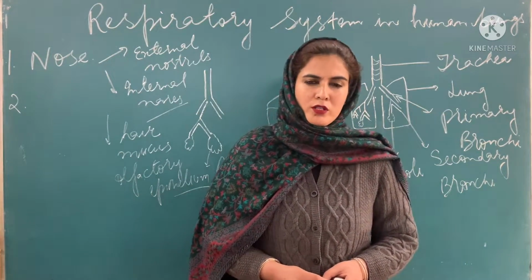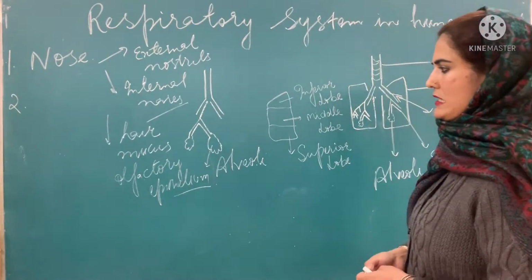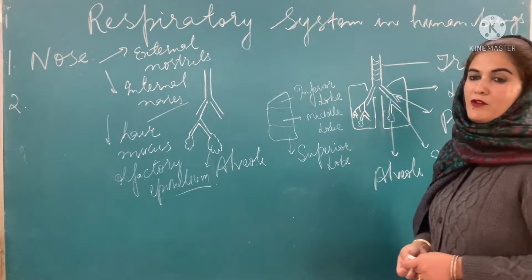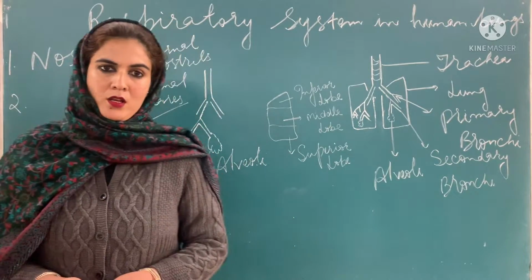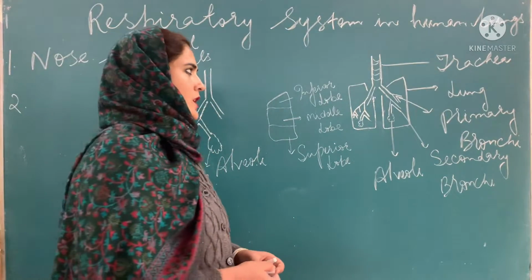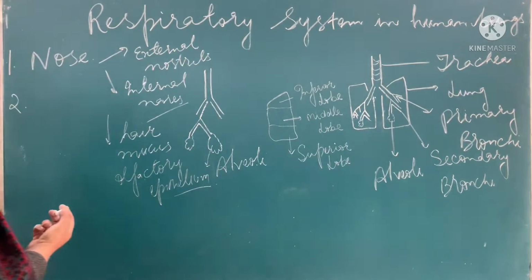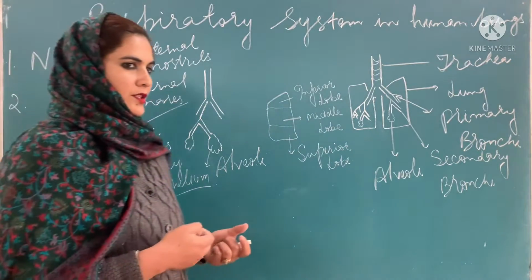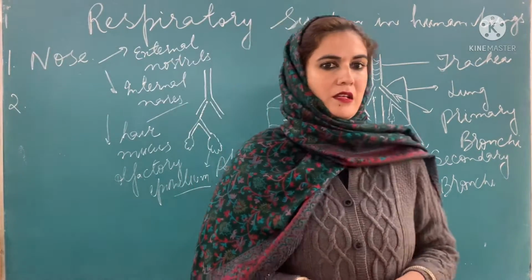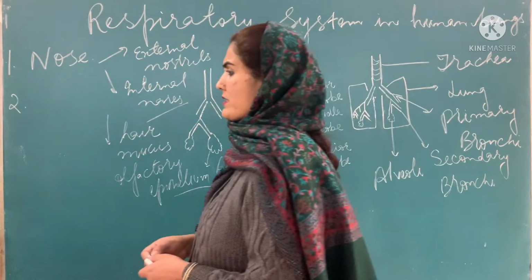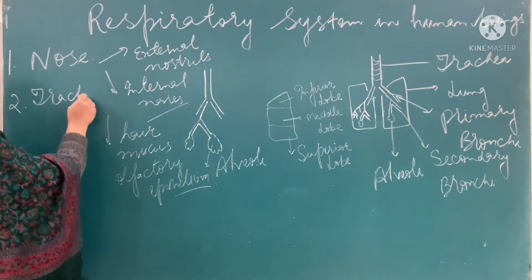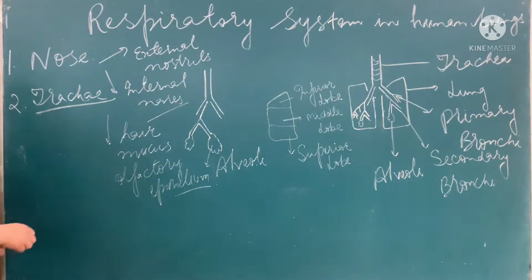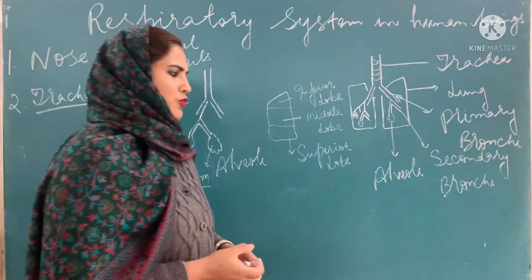There is also an important membrane called olfactory epithelium, which helps in the sensation of smell. That sensation of smell is because of this membrane. So this is the first part, the nose: the external nostrils and the nasal chambers, the internal nares. And the second part is the trachea. So what is the purpose of the trachea?